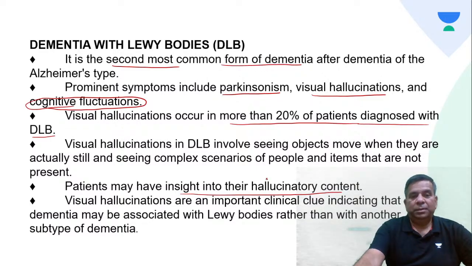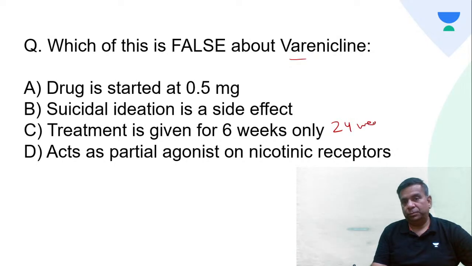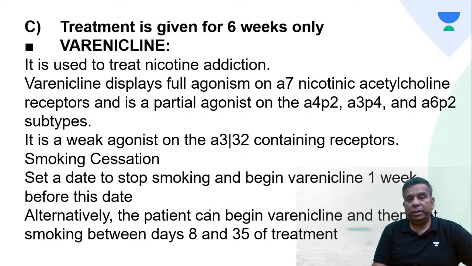Varenicline though is out of the country now, but is a good drug which can be used for nicotine de-addiction. So it is acting as a partial agonist on the nicotine receptors. Treatment is given for 24 weeks. It is used in nicotine addiction. Currently it is not available. Acting on the alpha 4 beta 2 receptors.